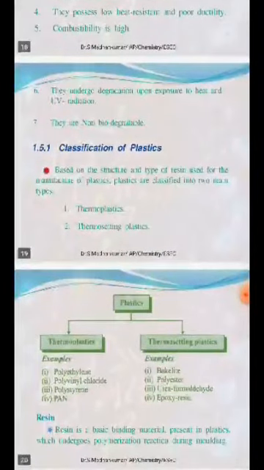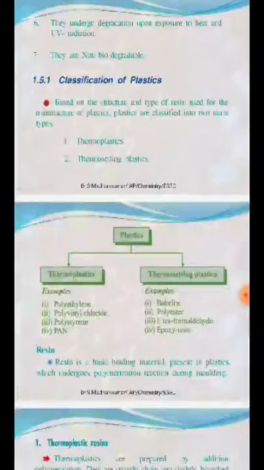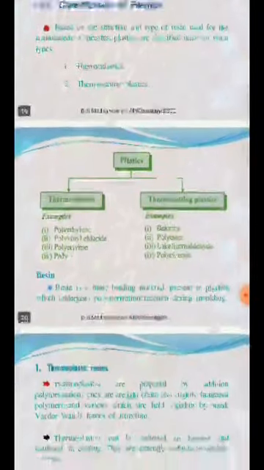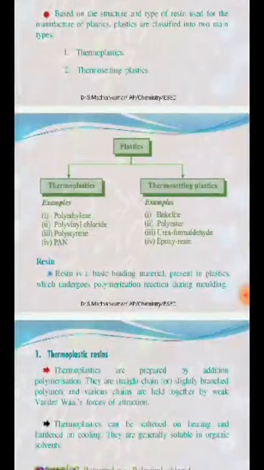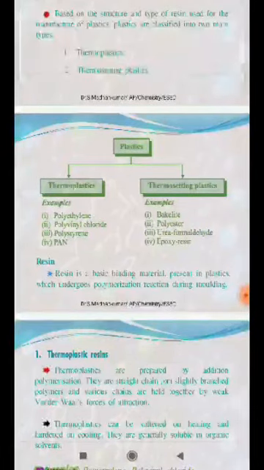Next topic: classification of plastics. There are two types of plastics, thermoplastics and thermosetting plastics. This is based on the structure and type of resins used for the manufacture of plastics. Plastics are classified into two ways. First one, thermoplastics. Second one, thermosetting plastics. Thermoplastic examples: polyethylene, polyvinyl chloride, polystyrene, PAN. Thermosetting plastics: bakelite, polyester, urea formaldehyde and epoxy resin.